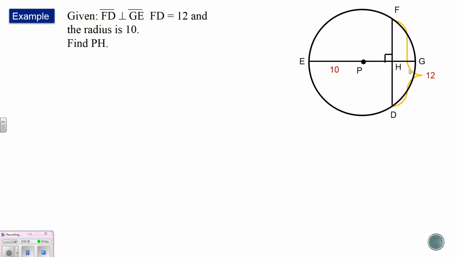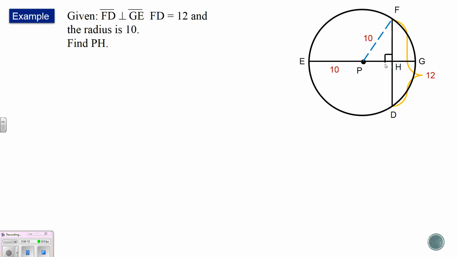Instead, what we might want to do is be clever here and think about drawing in this radius. Because remember, all the radii in this circle are congruent to each other. So I know it's also 10. Okay, that's great. What we created was a right triangle, and we have the hypotenuse. So if we can figure out FH, then I can use the Pythagorean theorem and figure out PH.